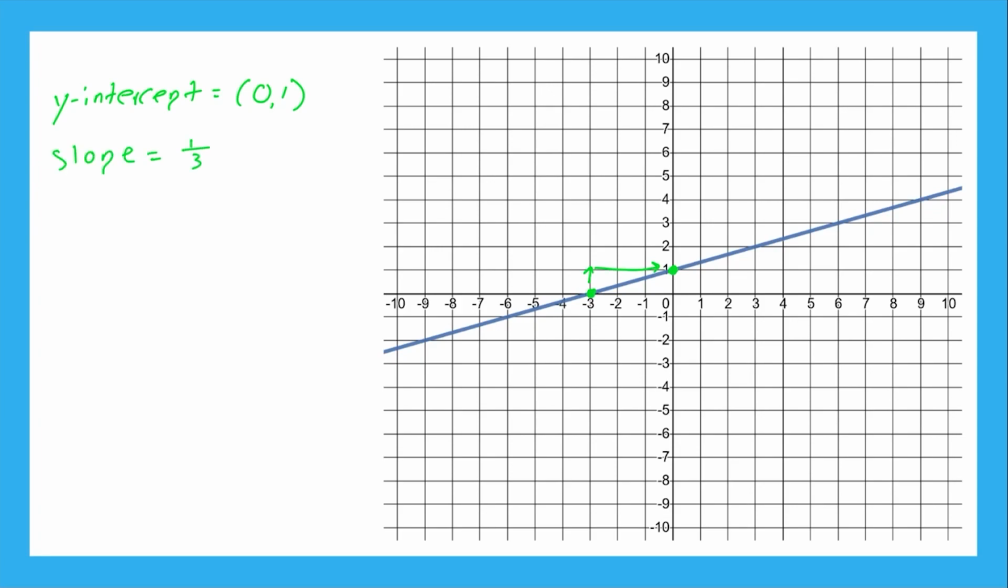Now we have everything we need to write the equation for this line. The general equation of the slope-intercept form is y equals mx plus b. We place the slope, 1 over 3, in the place of m, and the y-intercept, 1, in the place of b. And there's our equation. This is the line y equals 1/3 x plus 1.